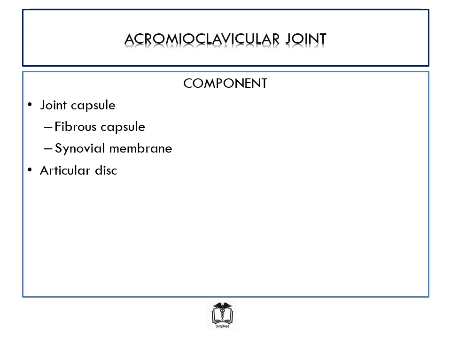And then we have the articular disc, which is a wedge-shaped structure that separates the articular space of the acromioclavicular joint into two surfaces.